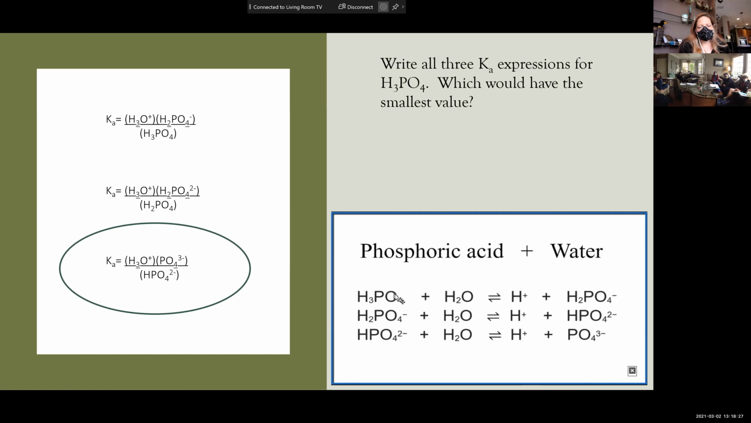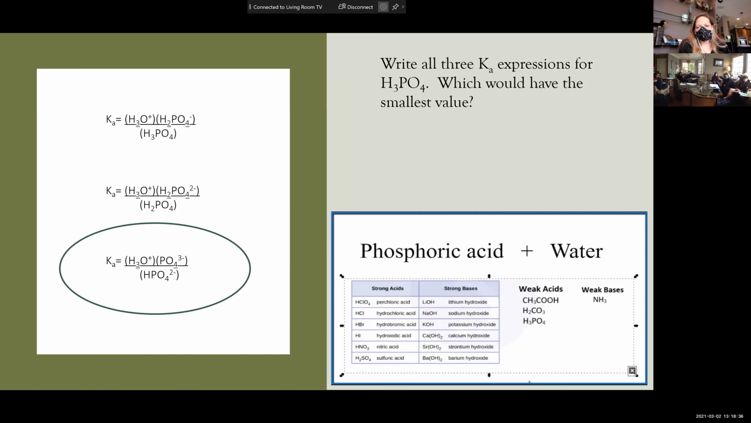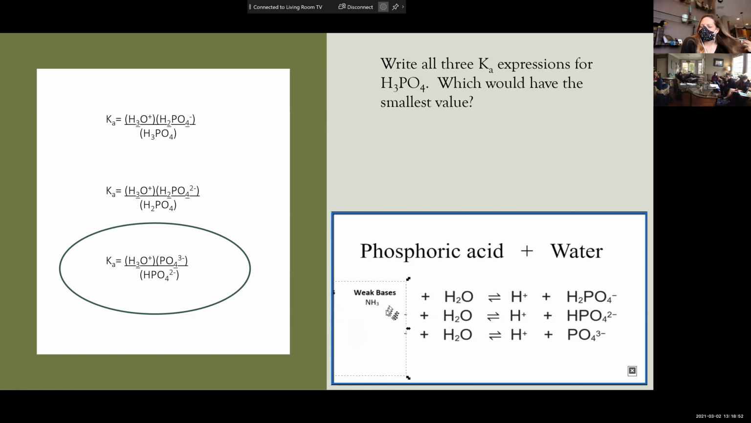First of all, we need to recognize H3PO4 as a weak acid. This is just something you need to memorize. So here's a table with strong acids, strong bases, weak acids, and weak bases. We don't see H3PO4 on the strong acid list, so it must be a weak acid. Here it is right here. Because it's a weak acid, that means it's not going to break apart or dissociate completely into its ions. So if we look at our equations again here, we see this equilibrium symbol. We don't have that straight arrow.